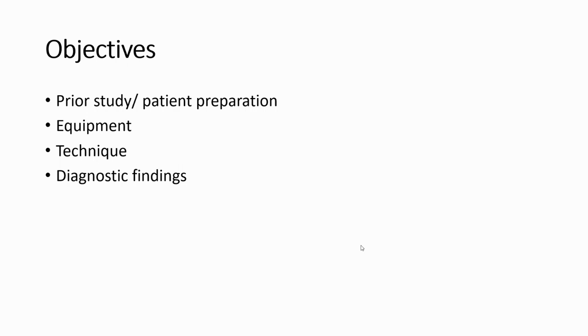Second is equipment. It means what probe we have to choose for the ultrasound of the liver in case we are concerned about hepatic cirrhosis, and what technique and what are the diagnostic findings.